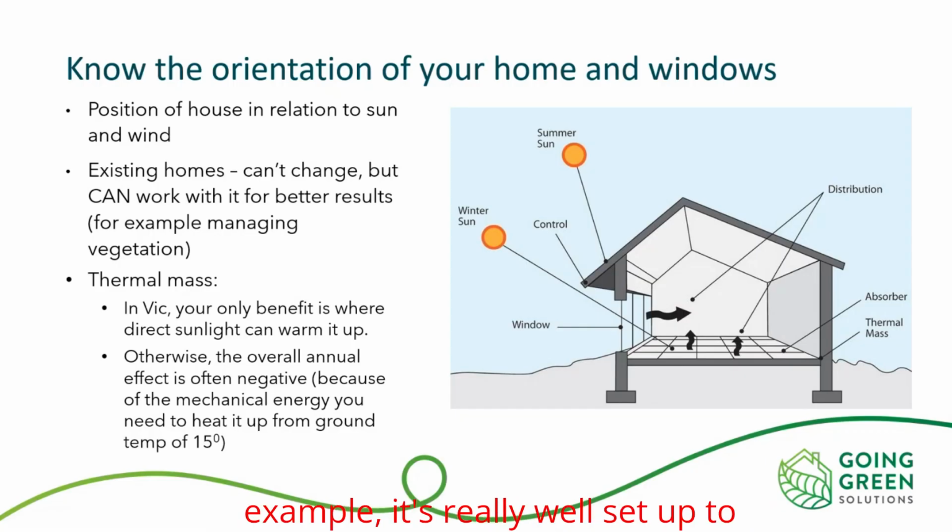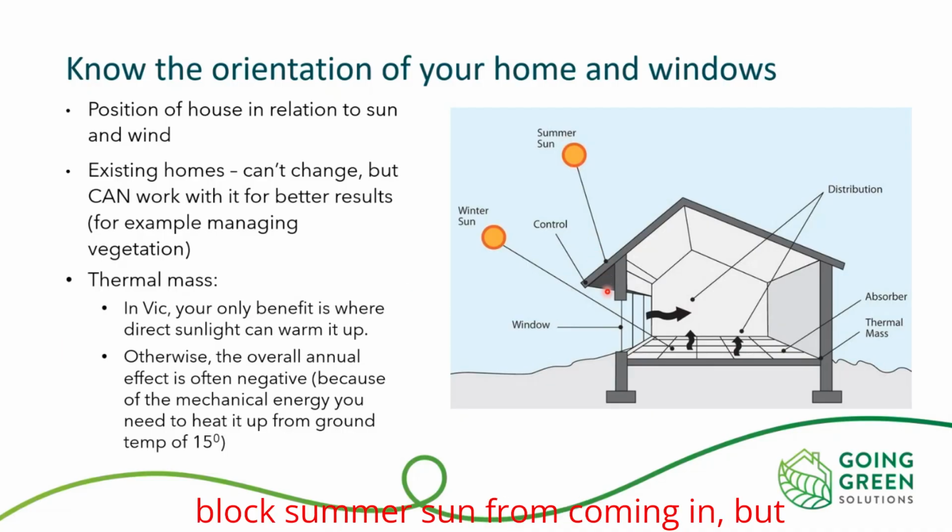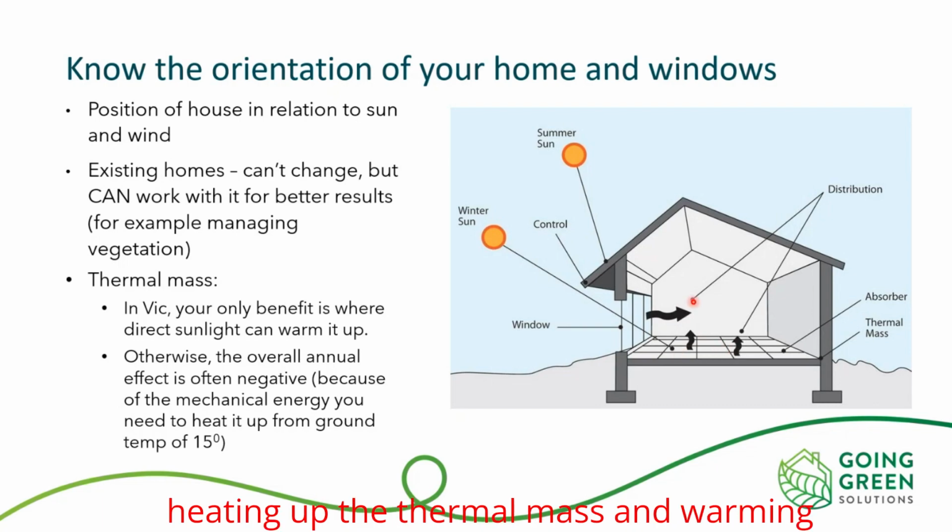In this example, it's really well set up to block summer sun from coming in, but to allow winter sun to come in. And this particular one has thermal mass here, it must be on a slab. And so the winter sun's coming in here, heating up the thermal mass and warming up the room.